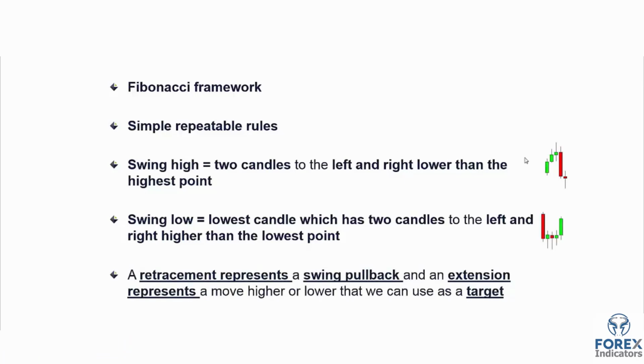So if you have a look here, this point here, let me just show you, let's get the pen out, is the highest point, and these two are lower than this high, and that's what we call a swing high. And this low here is what we call swing low, because these two are higher than that low.